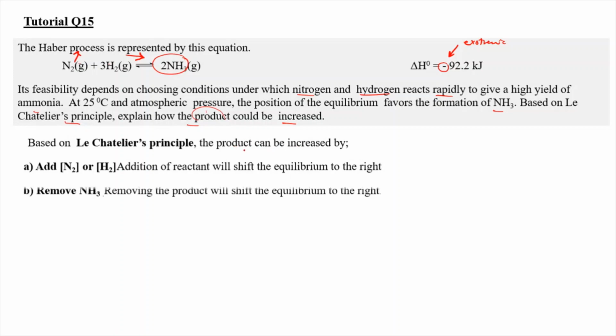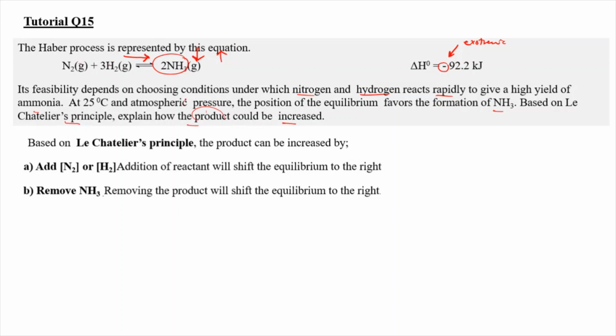The second thing that we can do is to remove NH3. So when we remove our ammonia, we need to increase it back according to Le Chatelier's principle. So because of this, the reaction shifts to the right, and as a result, more ammonia is going to be formed.